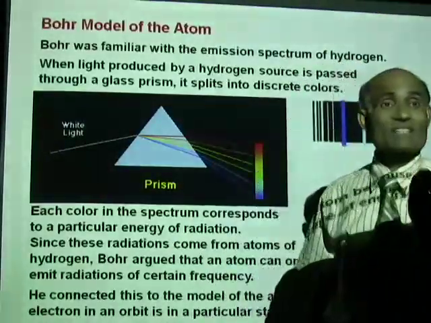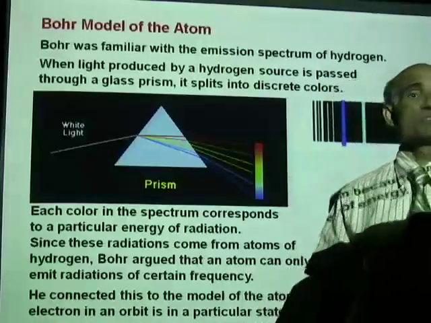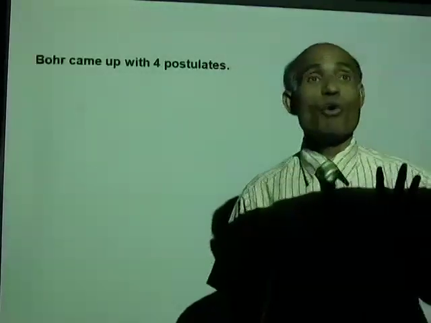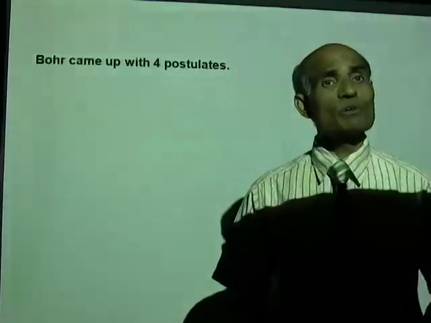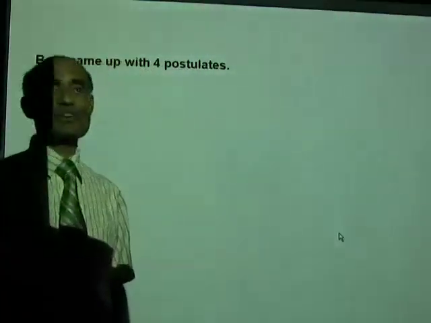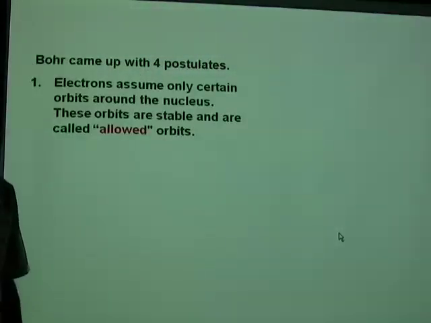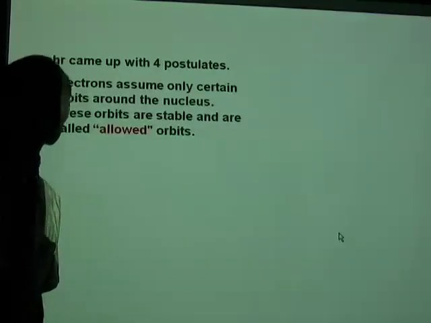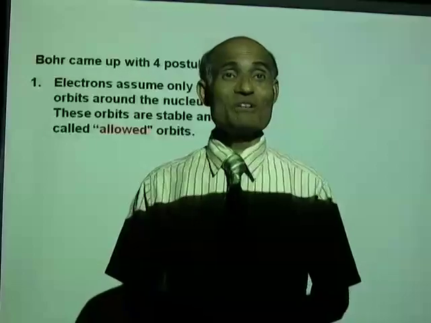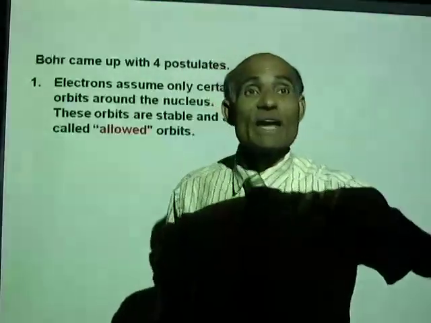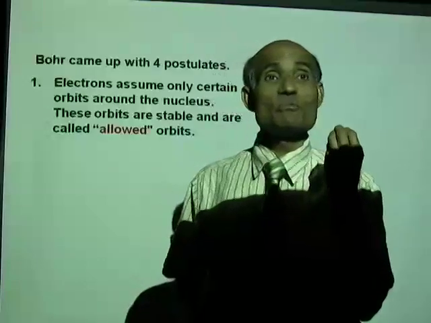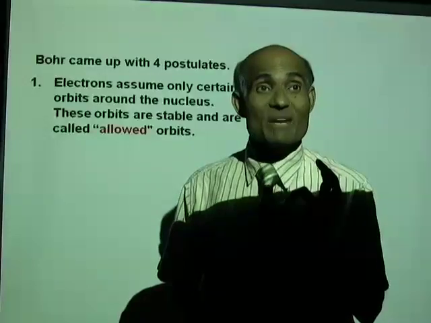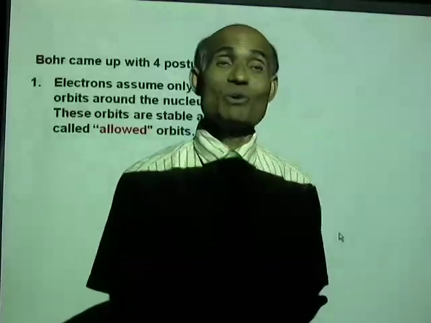So Bohr connected this idea to the model of the atom that he proposed, and he came up with 4 postulates. These are important postulates, and let's take a look at each of these postulates. Postulate number 1, he said electrons assume only certain orbits around the nucleus. It cannot assume any orbit. It can only assume certain orbits around the nucleus, and these orbits are stable and are called allowed orbits.